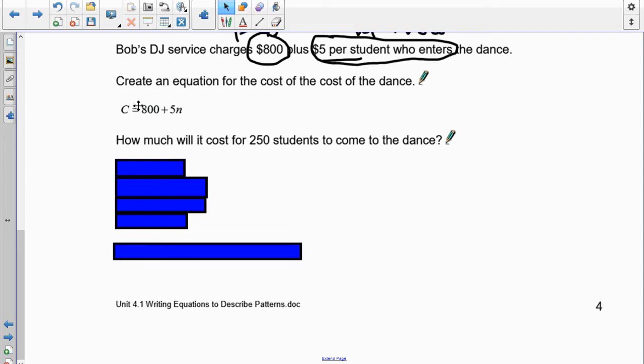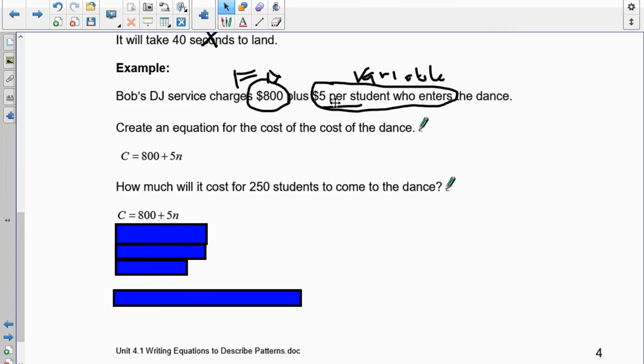Okay, so first thing we need to always do in this case is put down our equation. Now we have to decide, is the 250 students the variable C, or is the 250 students the variable N? The variable for students is the one that changes by $5. If 1 student comes in, they get 5. If 2 students come in, they get 10. So this is my variable, and this is the only part of the equation that can change. That makes it the variable cost. The 800 is fixed. So if 250 students come in, that means N is 250.